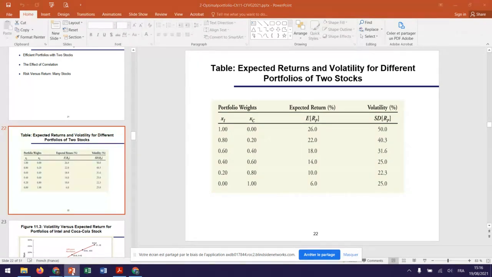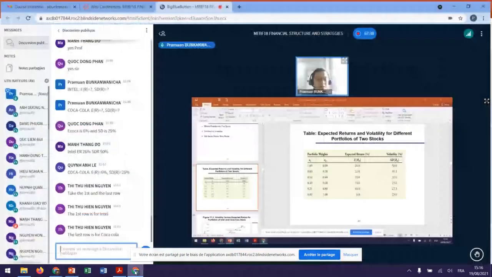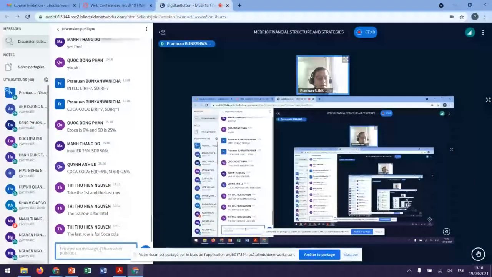Just to repeat what we heard at the beginning of the class. Can we say something on Intel and Coca-Cola, if you were my investment advisor? Yeah, Intel is for the risk taker. It has higher volatility and higher return. And Coca-Cola has lower volatility and lower return. That's why it is for the risk averse person. Perfect, thank you very much.